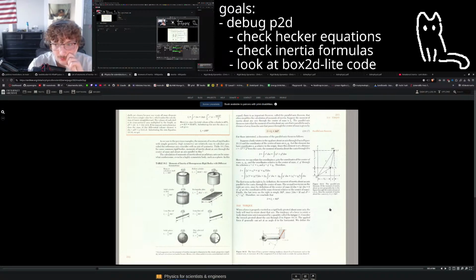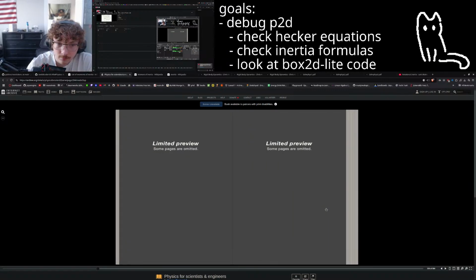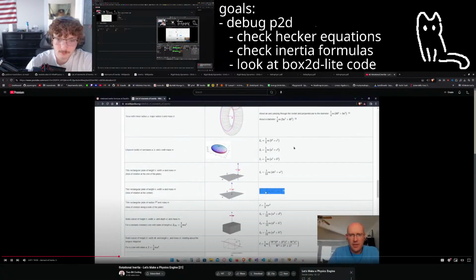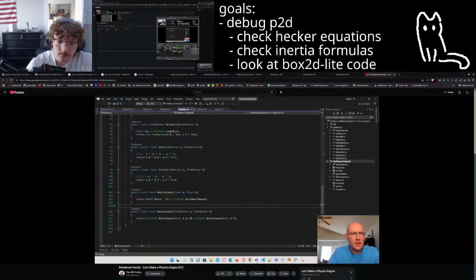Torque. The tendency of a force to rotate a body about an axis is measured by the torque. Cool. So this is right here, and we'll use that for our box bodies. All right, let's go back to our code.